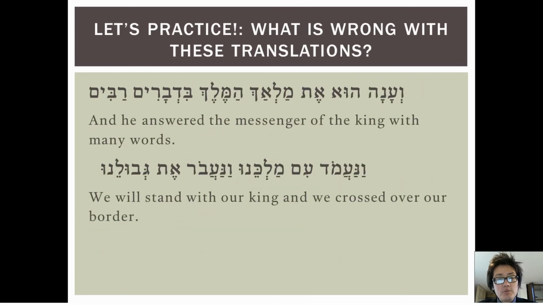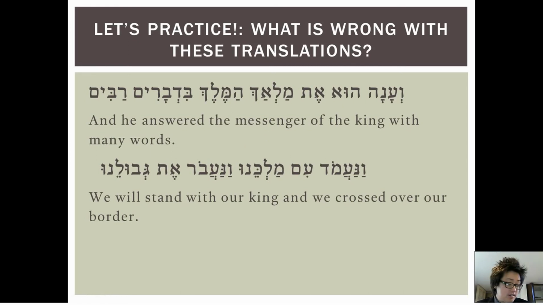Okay, let's do some practice with some sentences that are incorrect. So I want to show you both the Hebrew and then the English, and I want you to think a little bit, we'll think aloud together about what is wrong with these translations, because there are some things that are wrong with them. Okay, let's begin with the first one. Ve'ana hu et malach hamelech bidvarim rabim. Okay. And then here's the translation that I've given. And he answered the messenger of the king with many words. There is something very wrong with that sentence.